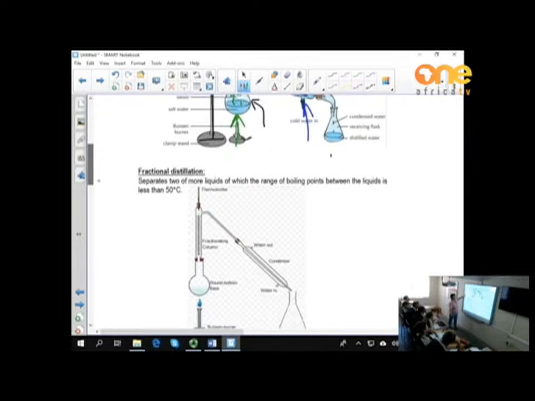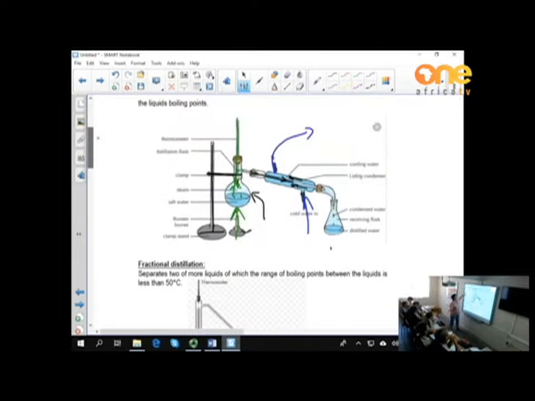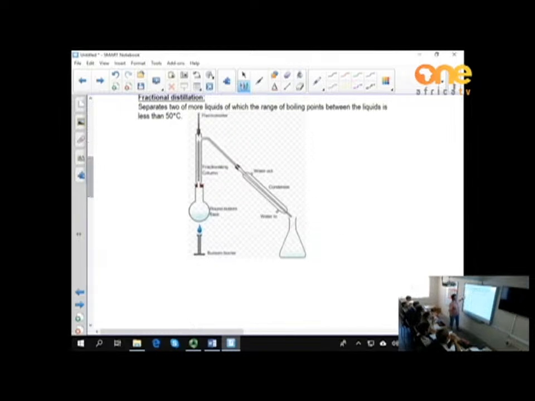Now, sometimes we have more than one liquid in a mixture, and their boiling points are slightly closer together. Then we do a process called fractional distillation. And to do fractional distillation, we add a long column on top of the flask. Over here, can you see we just had the thermometer in it? By fractional distillation, we extend the neck of the flask with a long column, and usually inside that column, we find something like glass beads.